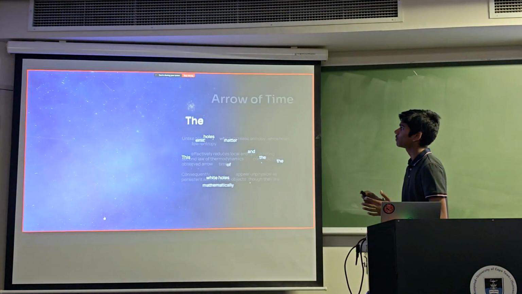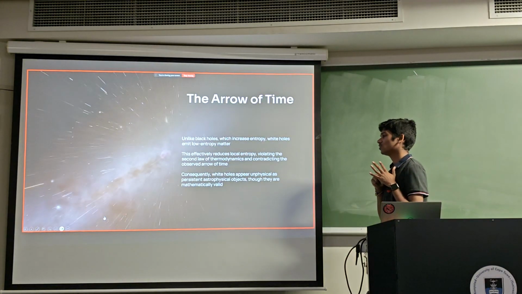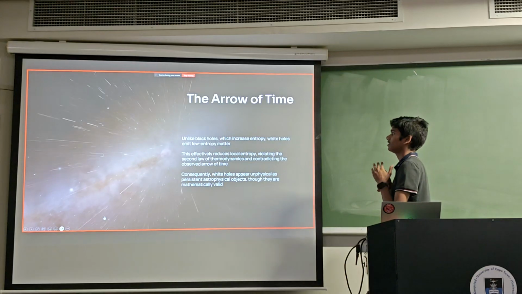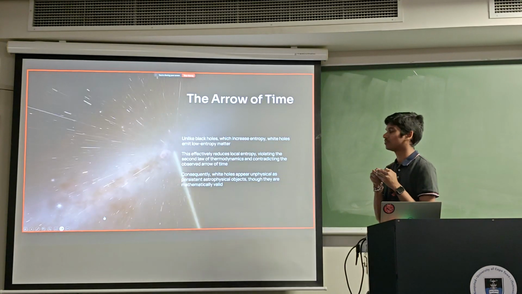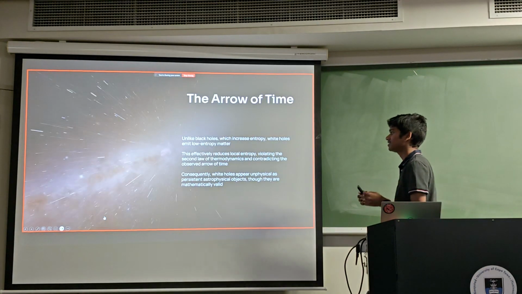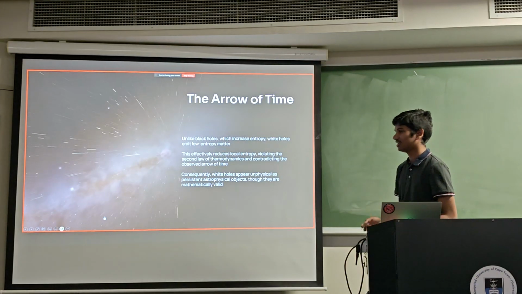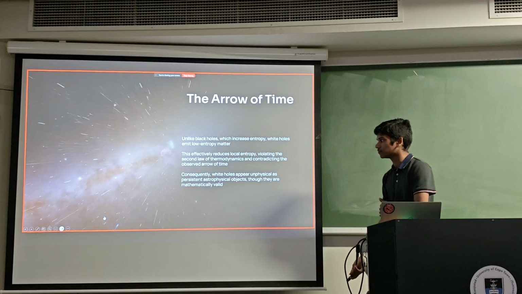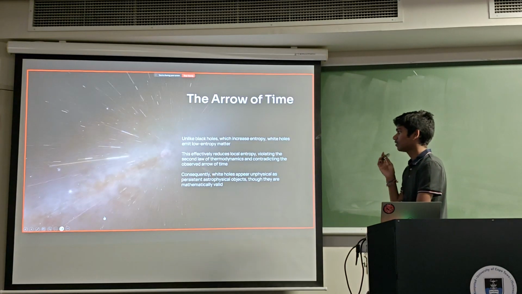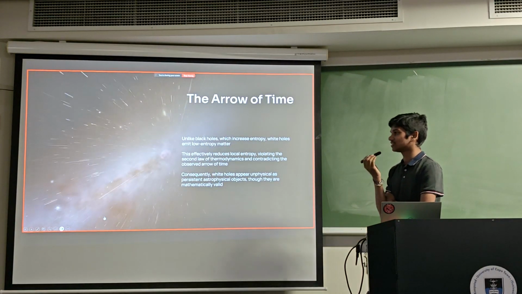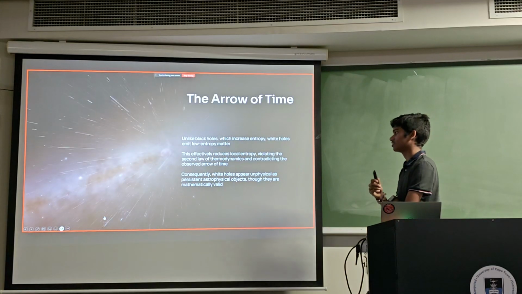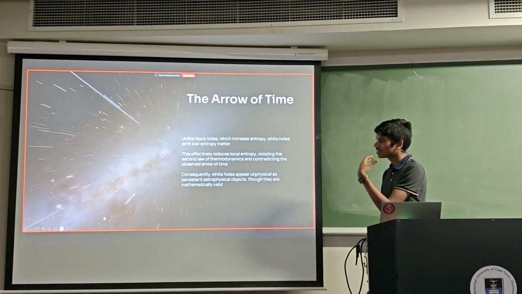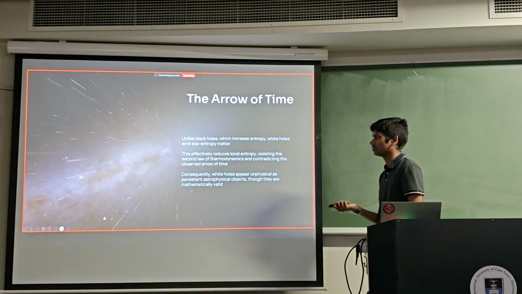Let's talk about some more reasons why white holes cannot exist. Unlike black holes, which increase local entropy, white holes will emit low entropy matter by nature. What that means is it will reduce local entropy, and that violates the second law of thermodynamics. That also contradicts the observed arrow of time. And similar to that, white holes appear unphysical as persistent astrophysical objects. So even though they're valid mathematical solutions, it's not something you would expect to see in the real universe.